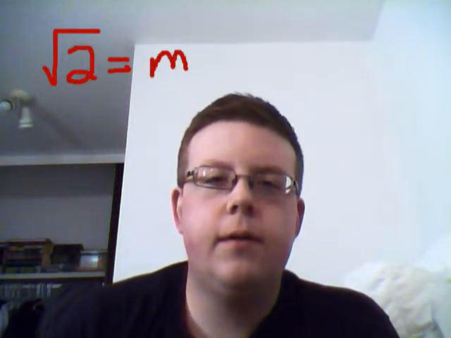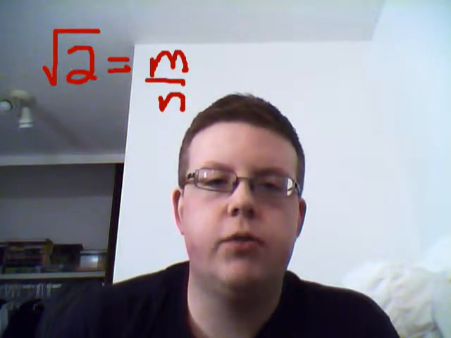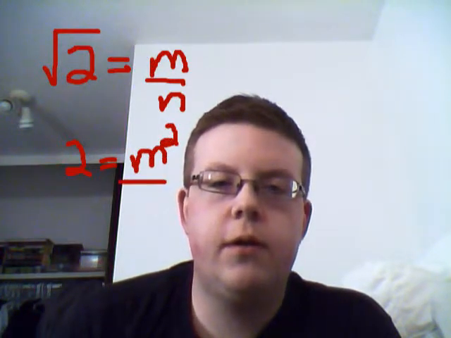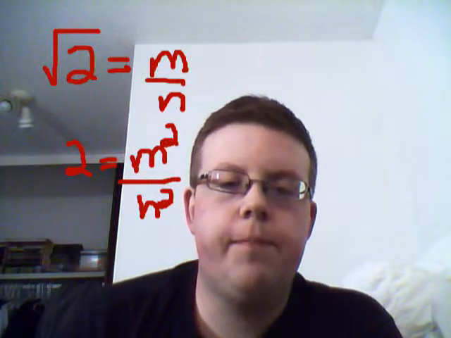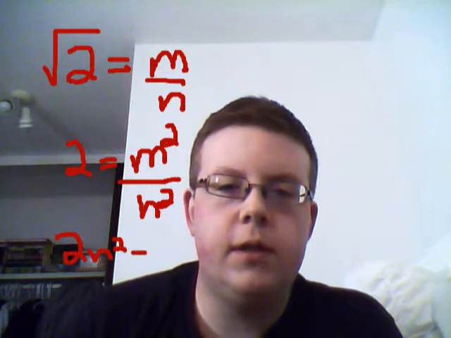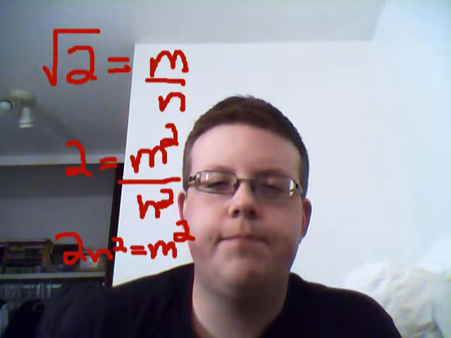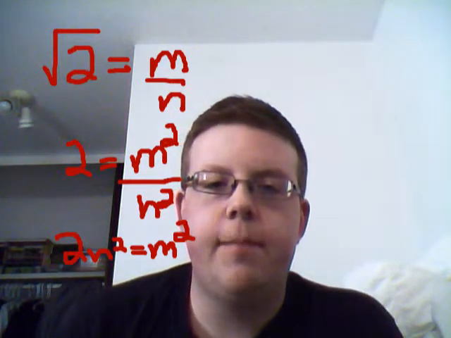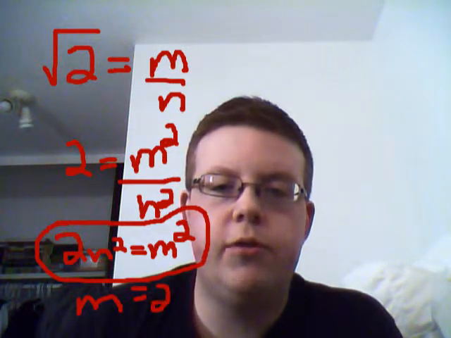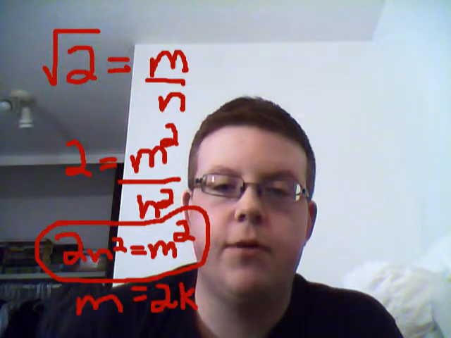I guess I shouldn't have erased that, but we start off with this. We can square both sides and get that 2 is equal to m squared over n squared. Shuffle it around a bit more, and 2n squared is equal to m squared. Now I'm not going to get into detail here. What this basically tells us is that m is even. So m is equal to 2 times some integer. That's what it means for a number to be even.